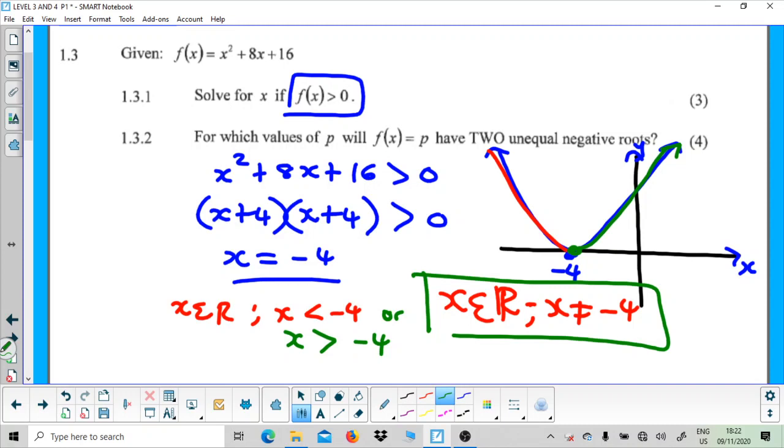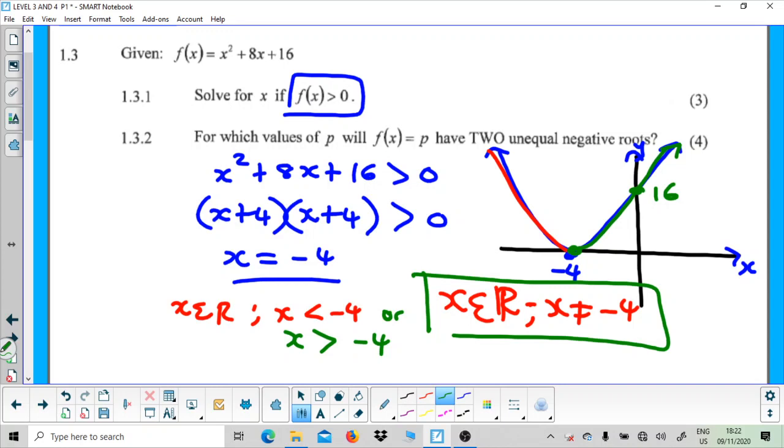Okay, sorted with that graph. Just one thing before we go. What would be this value over here for this graph if we were interested? That would be 16 right there. It's a very important thing for the second question, because the second question said, for which values of p will function of x is equal to p have two unequal and negative roots? So unequal roots, yes, but they also have to be negative. So when we have a question like that, there are two ways of handling it.